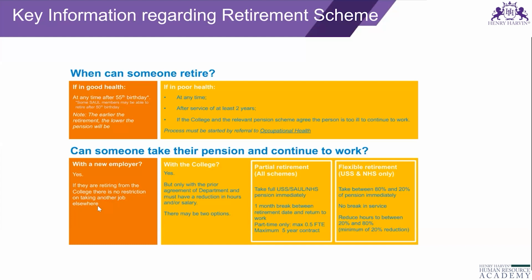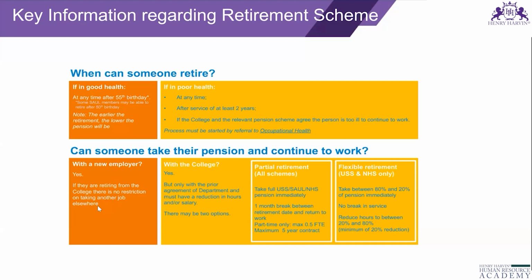And flexible retirement is only available for the USS and NHS schemes. If it is a flexible retirement, USS and NHS only, they take between 80% and 20% of pension immediately. Sorry, 80 and 20%, not 80 to 20%. They can take any percentage in between. No break in service. They can join after this retirement.